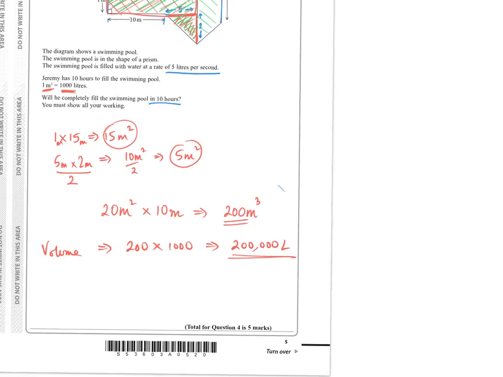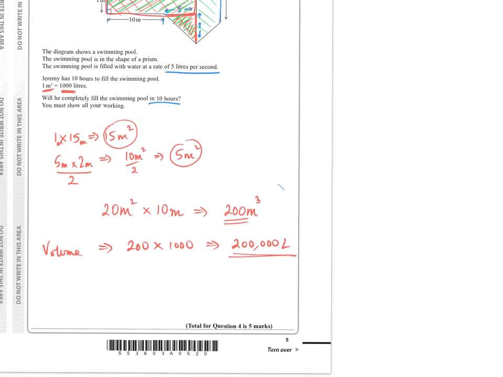Now we're going to look at some of the instructions here, and it says the pool is filled with water at a rate of 5 litres per 1 second. So if I wanted that in minutes, so that's going to be 1 minute, then I've got to times 5 by 60, so that's going to be 300 litres in 1 minute. And then if I want to create hours here, I've got to times that by 60 again. So 60 minutes would make me 1 hour. So 300 times 60.